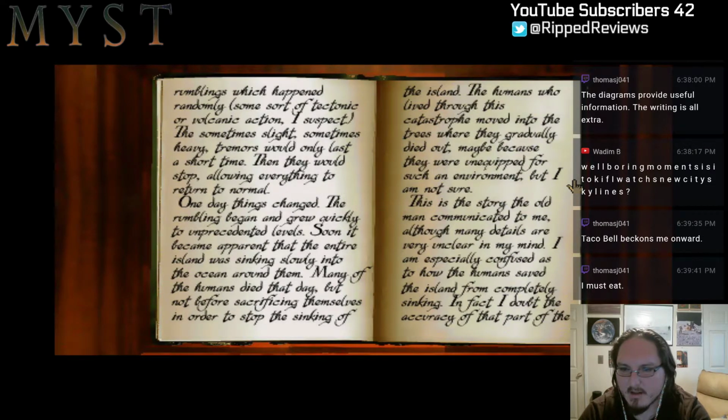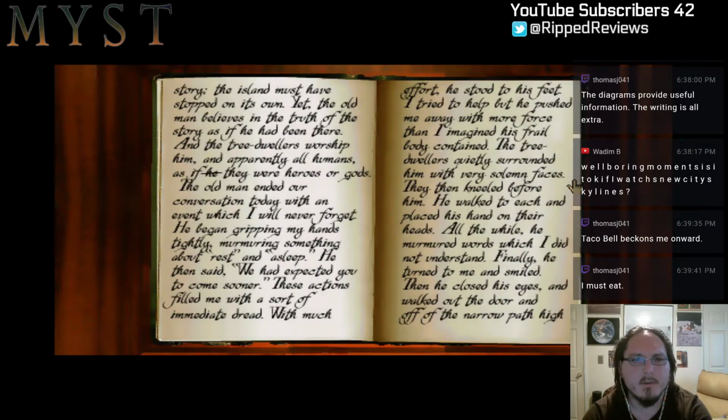I am especially confused as to how the humans saved the island from completely sinking. In fact, I doubt the accuracy of that part of the story. The island must have stopped on its own, yet the old man believes in the truth of the story, as if he had been there, and the tree dwellers worshipped him, and apparently all humans, as if they were heroes or gods.